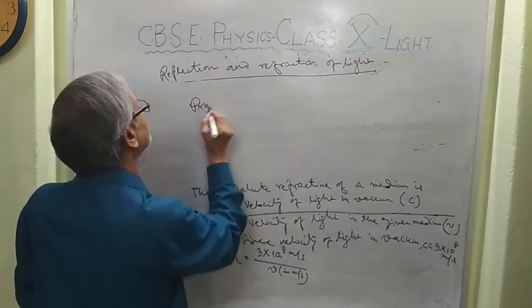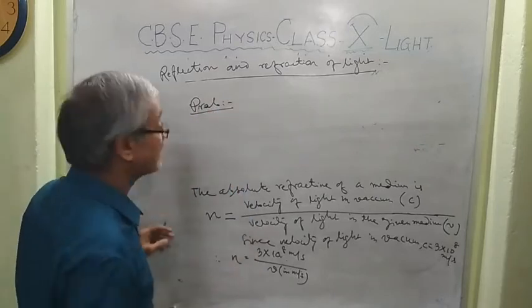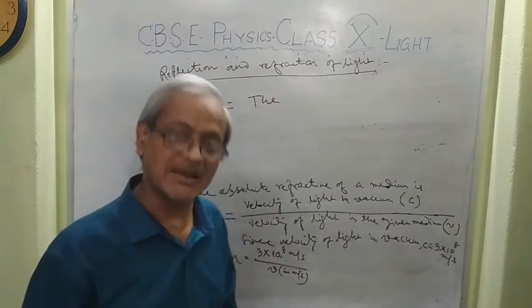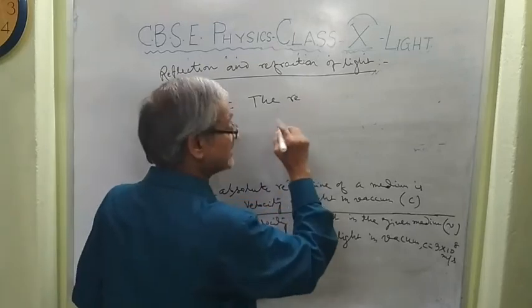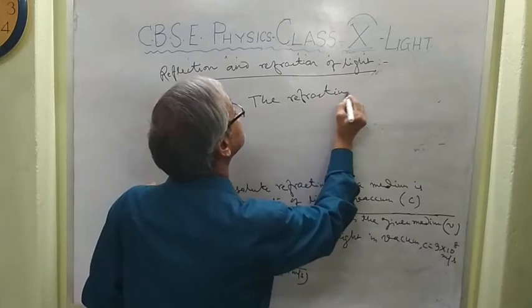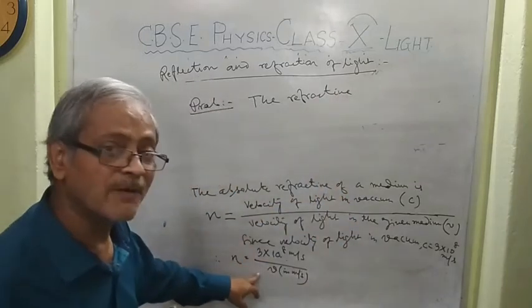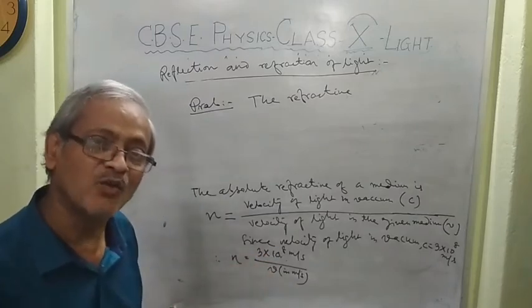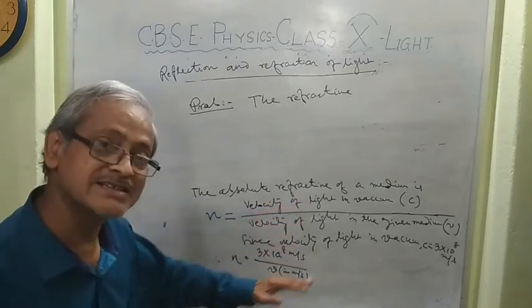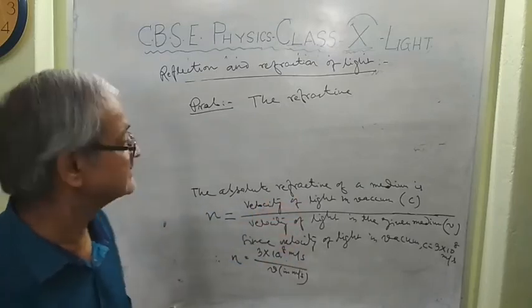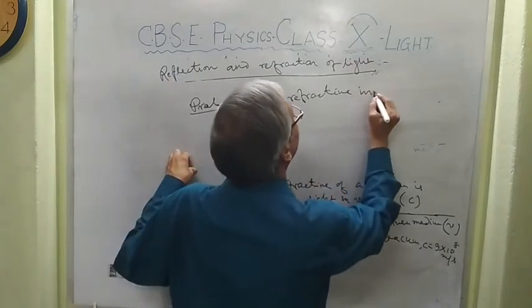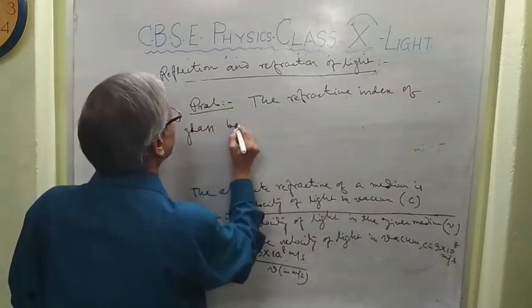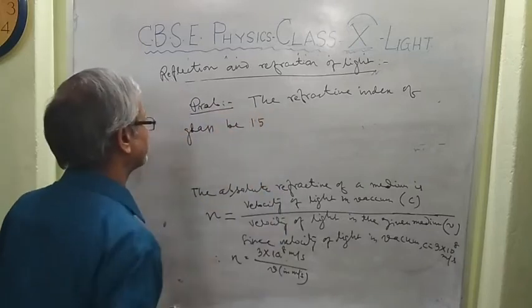Now, one small, simple problem. The refractive index, when we write a refractive index only, is absolute. It is the refractive index of only one medium, and obviously, refractive index has no units because it is the ratio of two similar physical quantities, velocities. Hence, there is no unit or dimension. Let the refractive index of glass be 1.5.